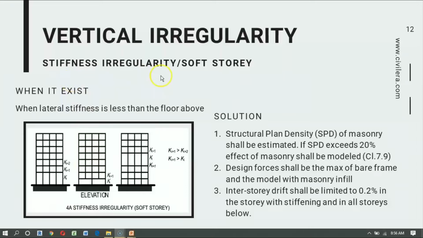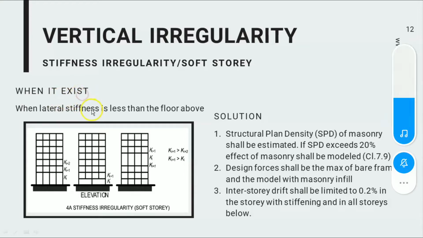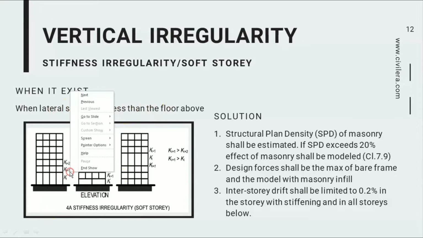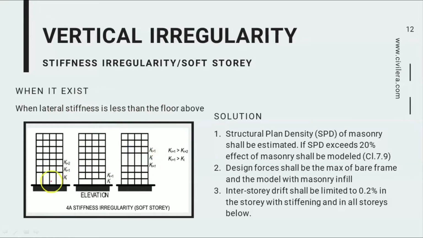Next is stiffness irregularity, or soft story. We say that stiffness irregularity or soft story exists when lateral stiffness is much lower. So if you look at this figure here, you have a floor where your height is more and other floors are lesser in height.